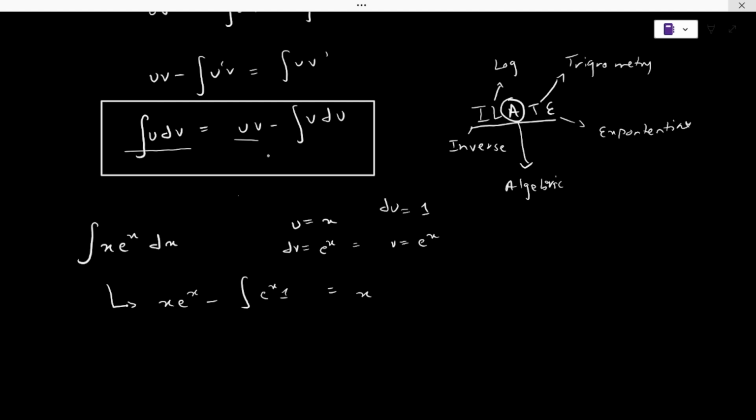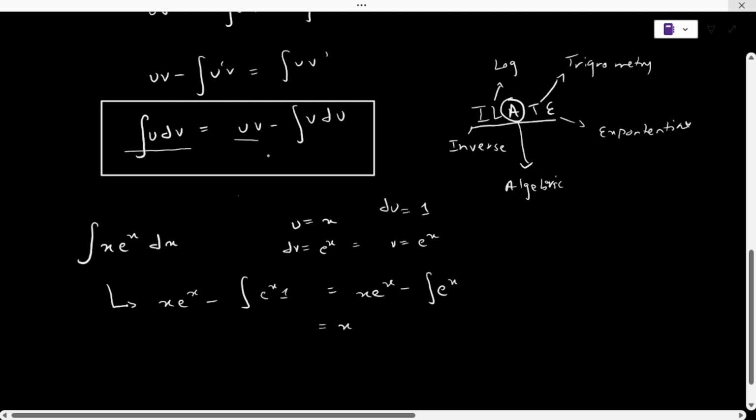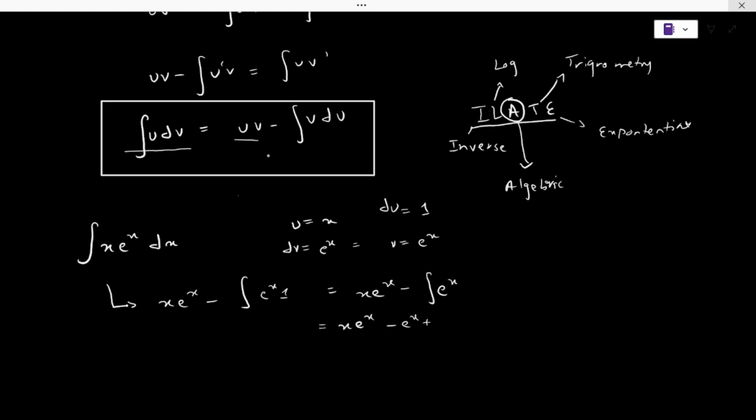So we can rewrite this as x times e to the power x minus the integral of e to the power x. Now we know if we integrate e to the power x, we get the same function. So our final answer will be x times e to the power x minus e to the power x plus c. The plus c is a constant.